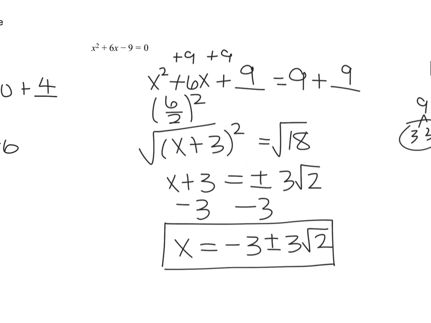Typically, it's best to use the completing the square method if you can't factor the quadratic and the leading coefficient is 1. We never use completing the square if a quadratic can be factored, because this is a lot of extra work that's not necessary if I can go ahead and factor the quadratic.